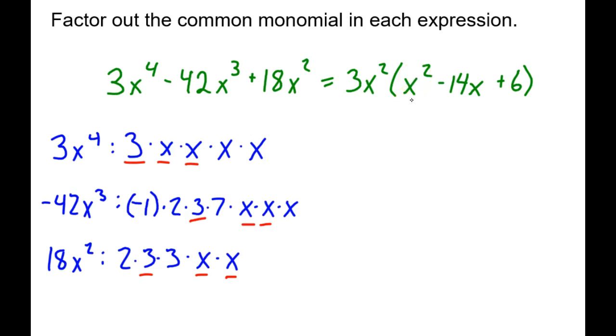Sometimes you may struggle to determine what these values are going to be inside the parentheses once we factor out that greatest common factor. Well, if I go to my prime factorization, I'm left with an x times an x, which is x squared. I'm left with negative 1 times 2, negative 2, times 7, negative 14x. And then for the last part, we're left with 2 times 3, which is where the 6 comes from. So if you take the time to write out the prime factorization, it's a good way to help you check to make sure the terms you have inside the parentheses are correct.